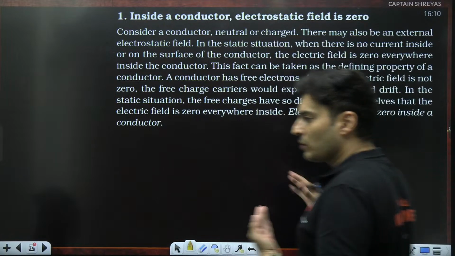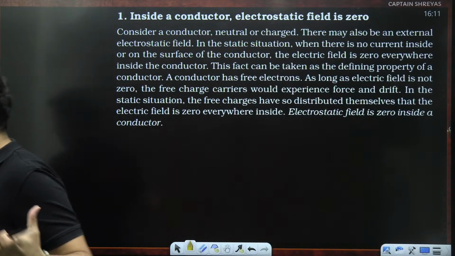Now, let's go to the more physics part of it.